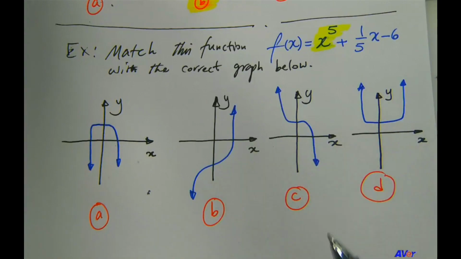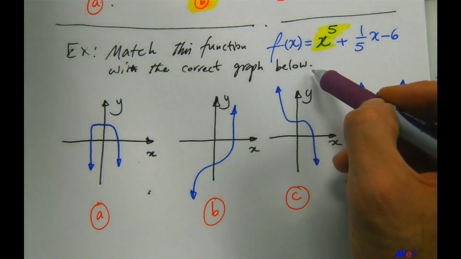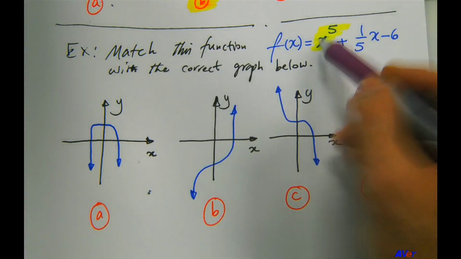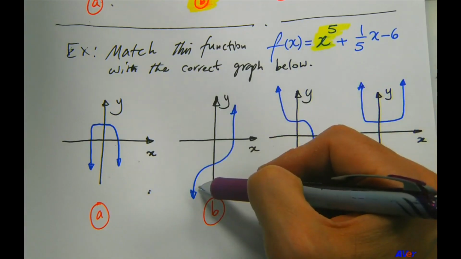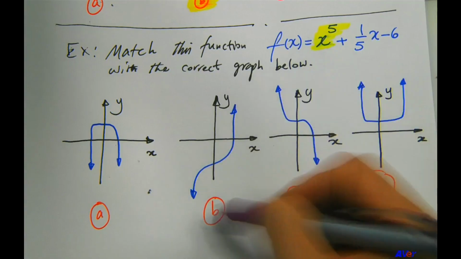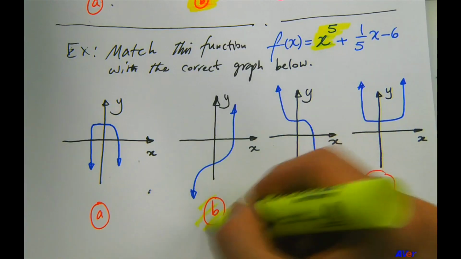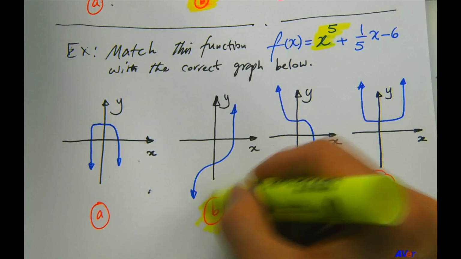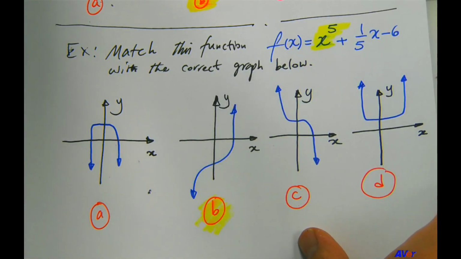Well, which one is it? That's when we look at the coefficient of the leading term. If it's negative, it would be this one. If it's positive, it would be that one. So it's positive, so we know it's got to be B. Okay, so that's the correct match. That function matches that graph. All right, so let's do another example before we wrap up this discussion.